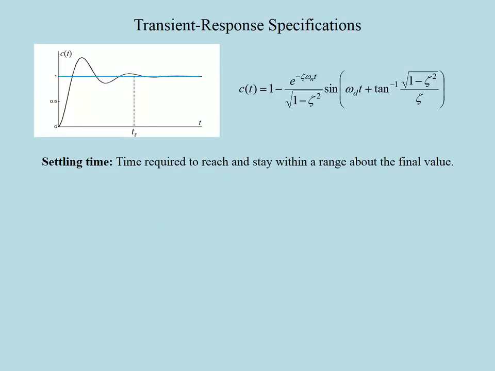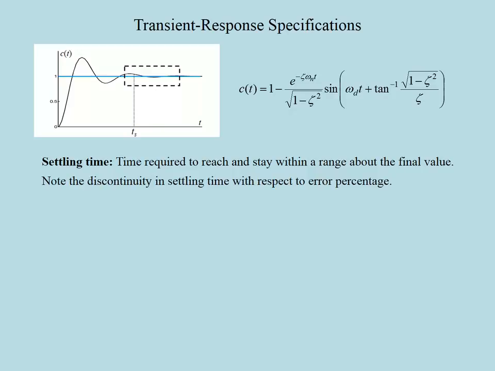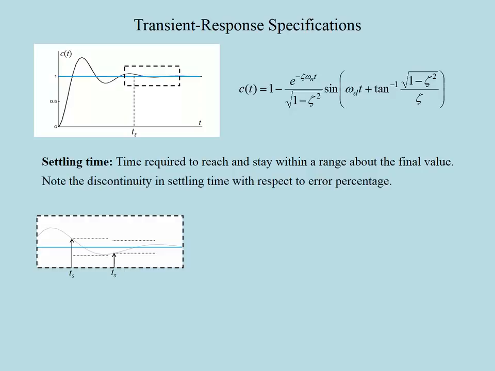Lastly, we shall consider the settling time. We should first note the discontinuity of settling time with respect to the error percentage. To see this, let us examine this part of the graph in a bit more detail. For a given error percentage, we might, for example, have a settling time that is given as this. Here you can see that for a very small increase in the error percentage, the settling time jumps to a considerably smaller value because of the oscillatory nature of the response.